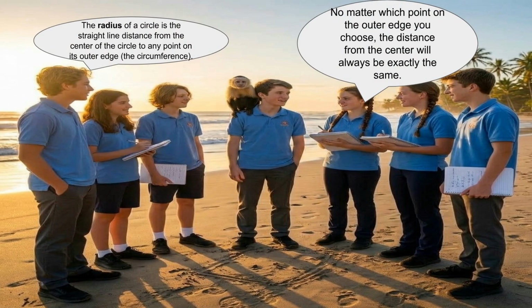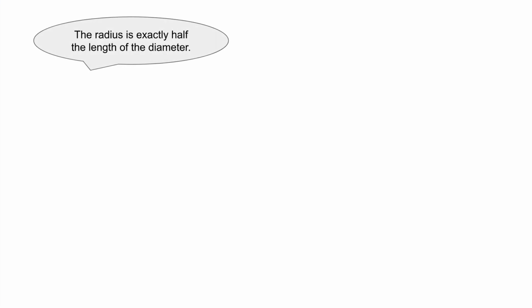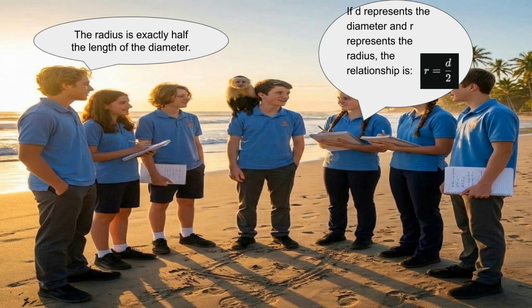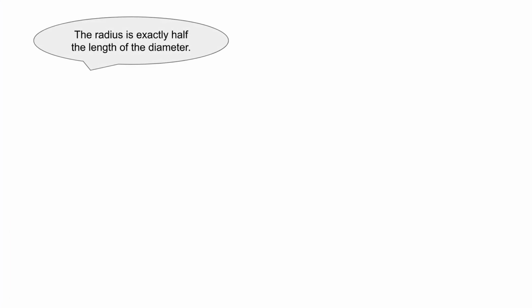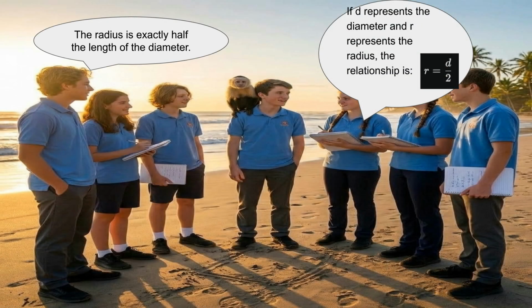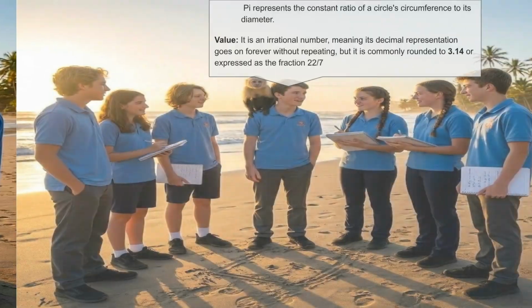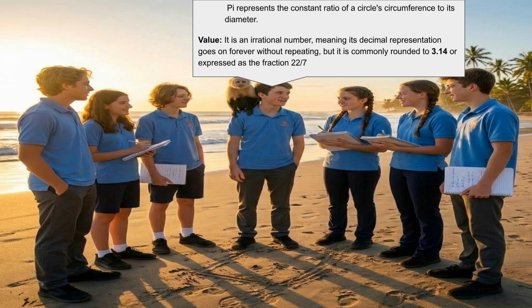The radius of a circle is the straight line distance from the center to any point on the circumference. It's half the diameter. The radius is exactly half the length of the diameter. Therefore, the diameter equals 2 times the radius. Pi represents the constant ratio of a circle's circumference to its diameter. It's approximately 3.14 or 22/7.